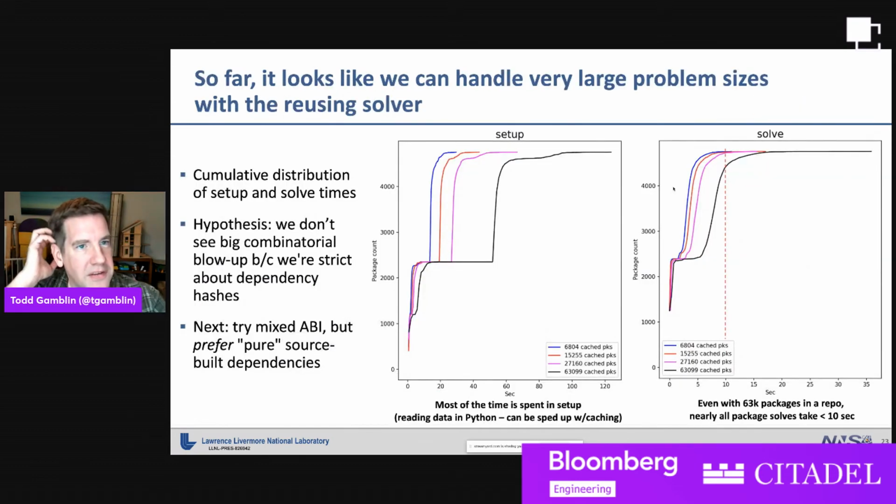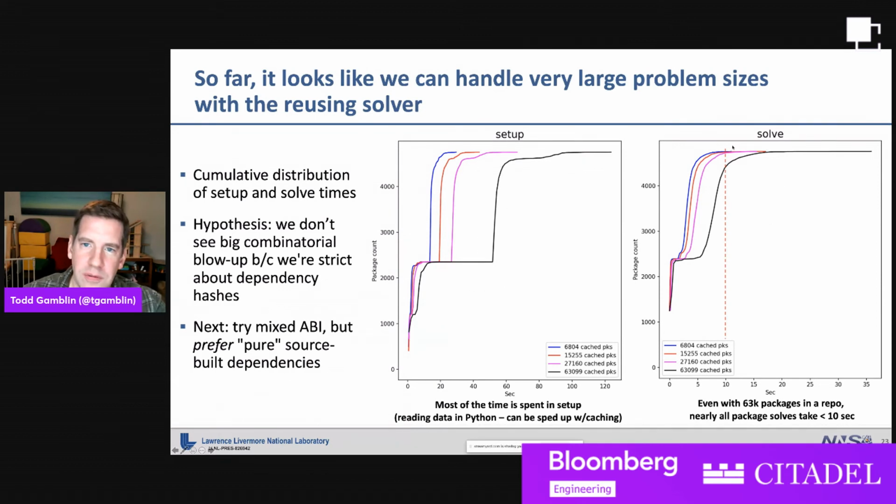So how does this thing perform? It looks like so far that we can handle pretty large problem sizes with this reusing solver. The setup time doesn't look so good. This is seconds, and it goes up to like 120 here. For a very large repo with like 63,000 packages in it, most of them are getting set up in less than 40 seconds. This is Python data reading and setup of the problem. This is stuff that we can speed up with caching.